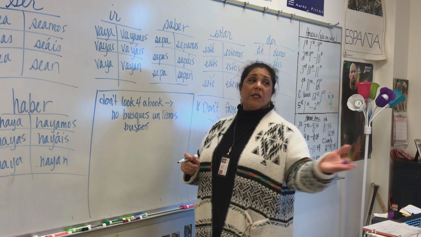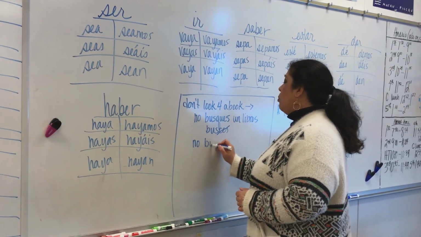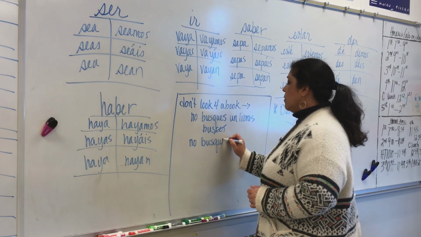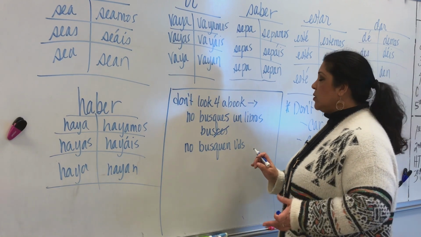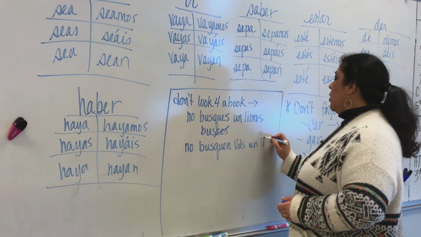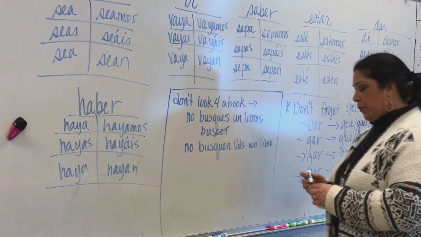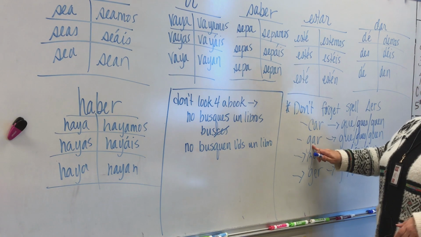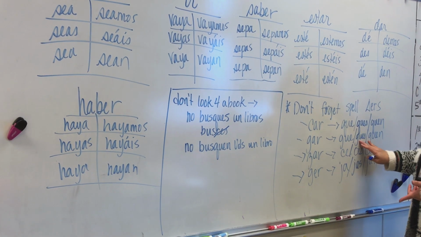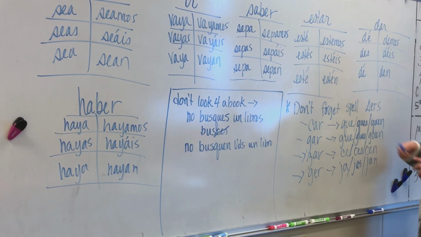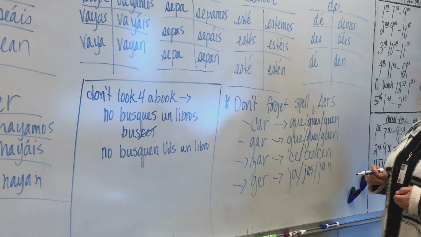Okay? If I'm saying to all of you, don't look for a book, I'm going to say, no busquen, and I'll put ustedes for clarification. It's pretty self-explanatory. Un libro. But oftentimes with command, we'll put the subject after as emphasis. Okay? If a verb ends in gar, like jugar, it's either going to be gue, gues, or guen. And remember, the only time that it's going to be the tú form is if it's negative.